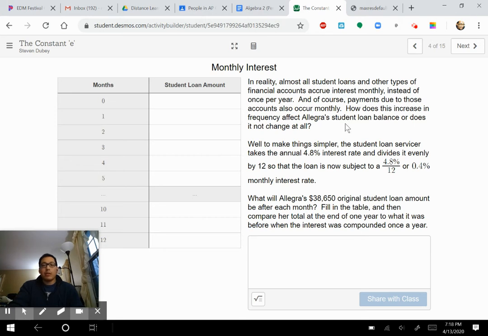So how does this work when we try to break it down into a monthly increase over time? Well, here's what they do to make it simple. They're not going to make it grow by 4.8% every month, but they'll take that 4.8% that it's supposed to grow over the year and just divide it by 12, and say, okay, we'll increase it by 0.4% each month. How much will her student loan be after each month now?